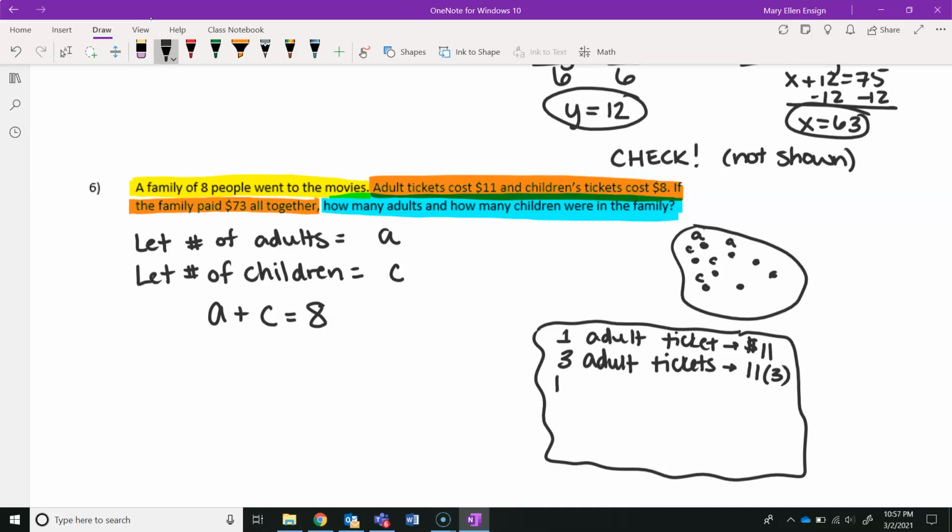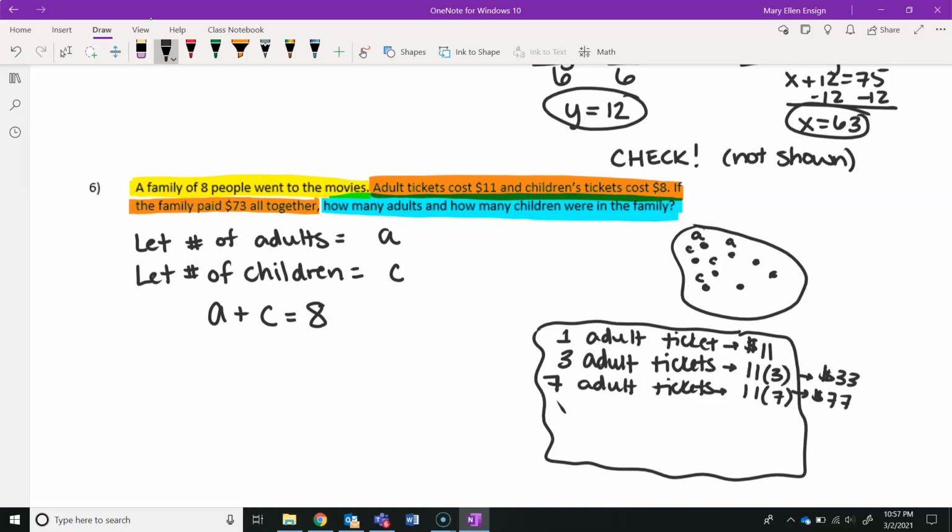Let's just do this. Say 7 adult tickets. I would figure out that amount by saying 11 divided by 7. Sorry, times 7. Right? So however many adult tickets there are, I multiply each one by 11, and that gives me the total for that number of adult tickets.